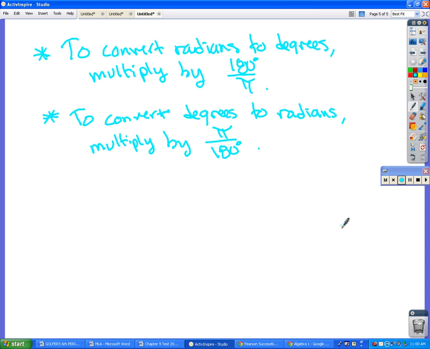Can we do another one, like 18 degrees? Sure. So we're going to just go pi over 10. Yep. Because 18 goes into 18 once, 18 goes into 180 10 times. Okay? So does that make sense on the whole converting thing? Yeah. Okay.